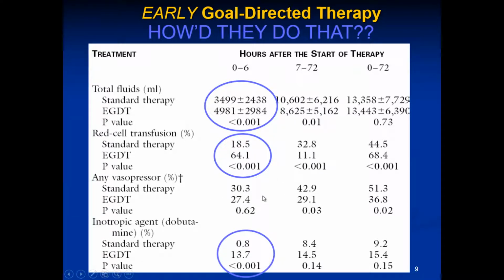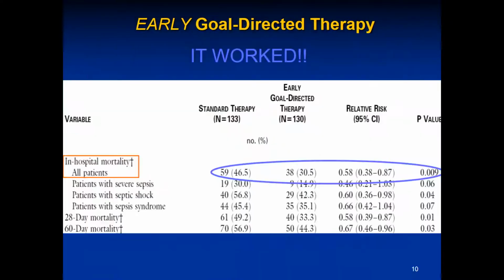Use of vasopressors was not different, which is probably to be expected because I think that's an appropriate reflex when someone is hypotensive. And as we talked about on the prior slide, one wants to be certain that there's adequate fluid resuscitation. And then probably also not surprisingly, there was more use of an inotrope in the early goal-directed therapy group because of the protocol.